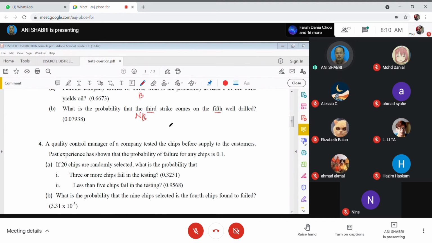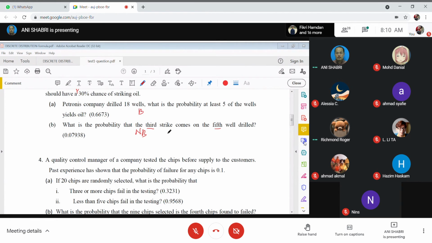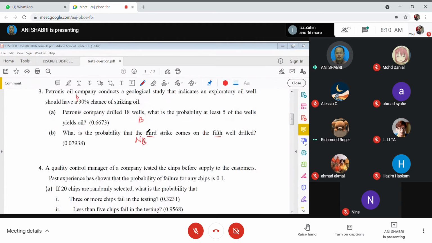Okay, number 4. Sir, for question B, can geometric also be used? For this one, geometric cannot be used. Geometric is only for the first success, where r is equal to 1. If r is greater than 1, it is negative binomial.